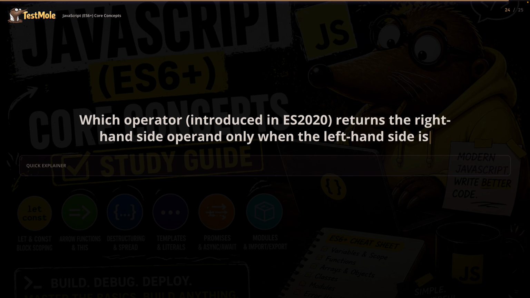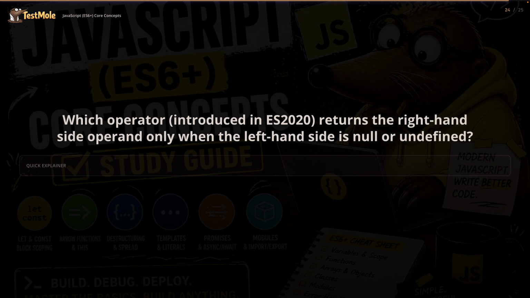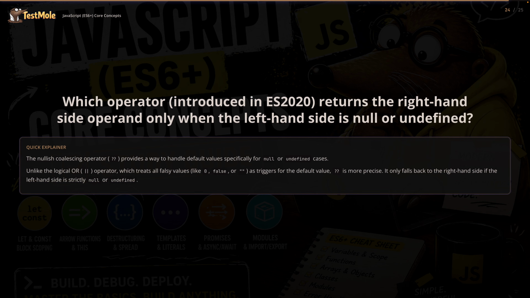Which operator, introduced in ES2020, returns the right-hand side operand only when the left-hand side is null or undefined? The nullish coalescing operator provides a way to handle default values specifically for null or undefined cases. Unlike the logical or operator, which treats all falsy values like 0, false, or an empty string as triggers for the default value, the nullish coalescing operator is more precise. It only falls back to the right-hand side if the left-hand side is strictly null or undefined.